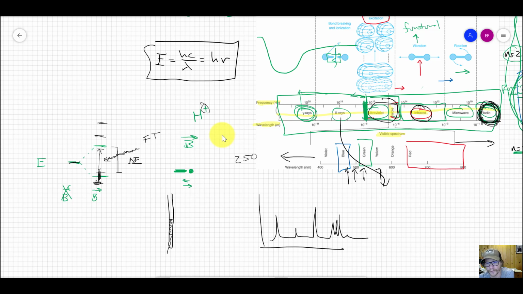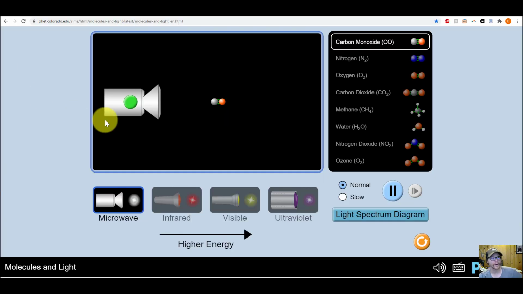We don't do any gamma ray work at the college, and we don't do any microwave work, but you all have used microwaves, and I'll show you how in a second. Okay, so I've got another PhET simulation. You can always go to the PhET, just Google PhET chemistry, and you'll find these. You can play around with them yourself.